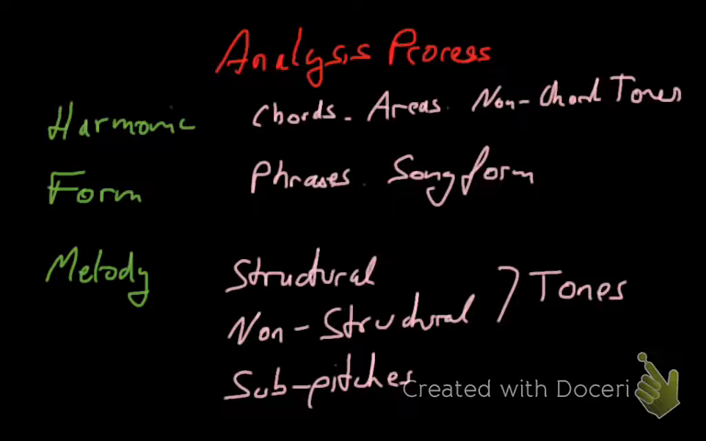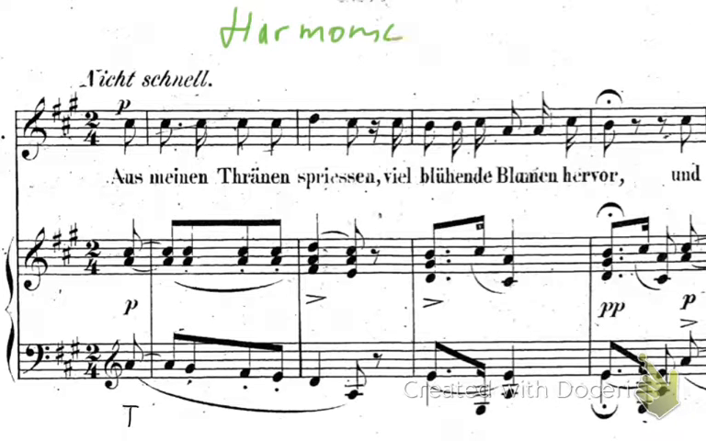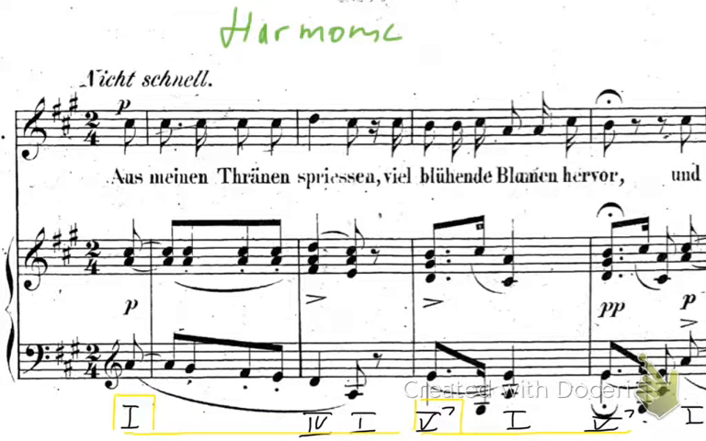Let's look at a piece of music which comes from the song cycle Dichterliebe by Schumann, and it's the second piece in the cycle, and its name is Aus meinen Tränen sprießen. So I first looked at the first phrase and did a harmonic analysis, as you can see below, and I also indicated in yellow the areas. So the first two bars are in the area of 1, and bars 3 and 4 are in the area of 5.